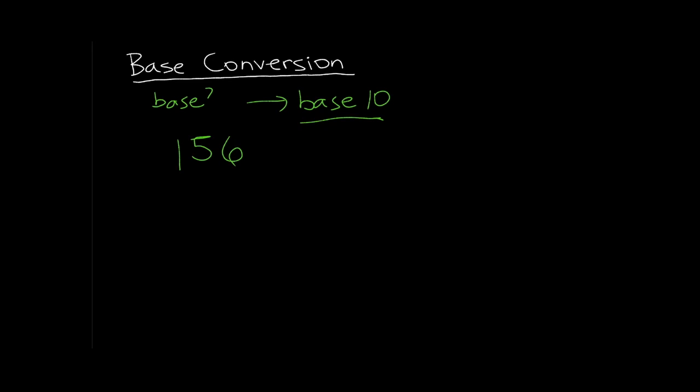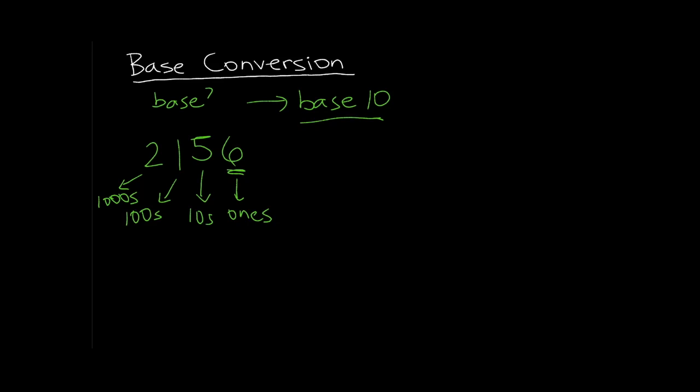Well, what do we know about this number? Well, we know this is the ones place. This is the tens place. And the one is in the hundreds place, right? And let's say I added another digit here. This would be the thousands place, right? So this is pretty straightforward, right? It's just basic place value.